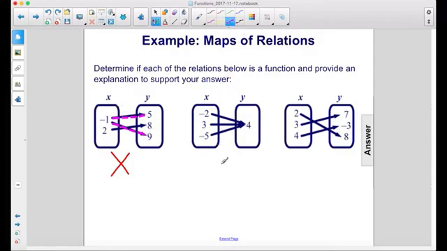All right, here's the second example. -2 maps to 4, 3 maps to 4, and -5 maps to 4, and that is a function because each x value only has a line to one y value. Okay, and for the third one, we have 2 maps to 8, 3 maps to 7, and 4 maps to -3, which is a function because each x value only maps to one separate y value.